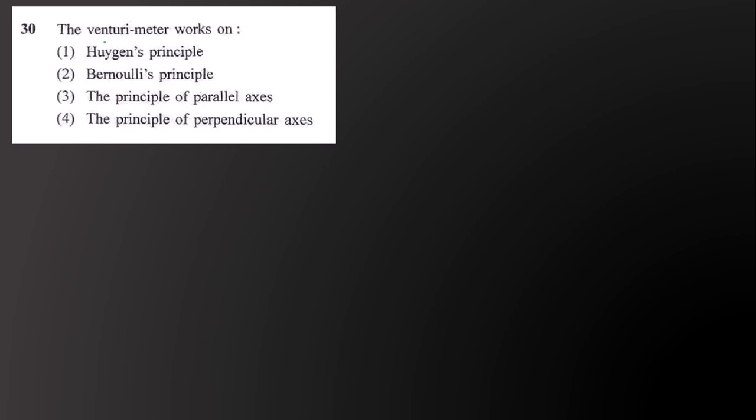The Venturimeter works on what principle? Venturimeter is basically an instrument which measures the speed of streamlined fluid by measuring the pressure difference. So it is based on the Bernoulli principle.